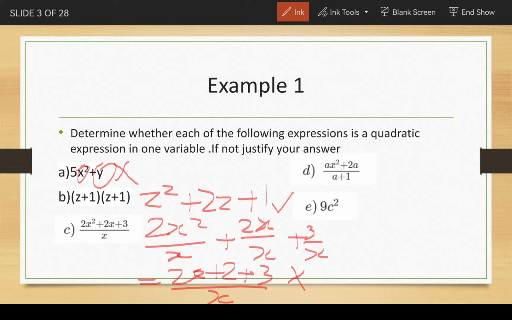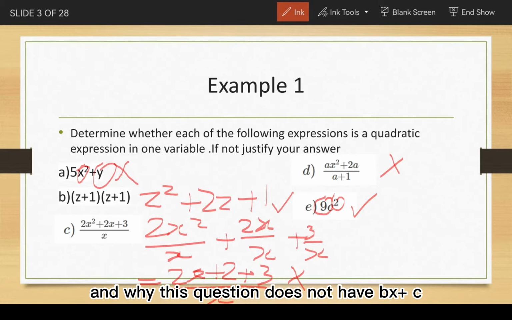So the next question will be ax squared plus 2a over a plus 1. Is this a quadratic expression? The answer is no, just like the last question. So next will be 9c squared. Is this a quadratic expression? The answer is yes, because it only has one variable and the highest power is 2. And then a is equal to 9, which means it's not 0.